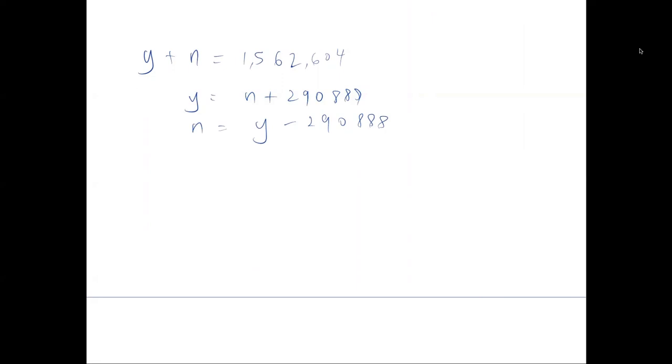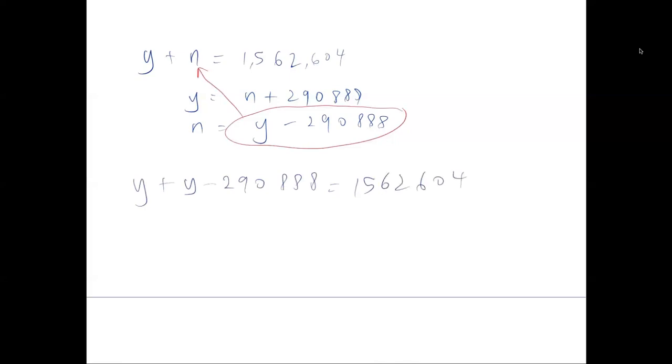Then we're still going to make a substitution, but instead of replacing the Y's as we did before, the substitution I'm going to make now is for the no. So this part here is going to replace that N. We'll go and do that. Looking at the top line, I'm going to write Y plus Y minus 290,888 is equal to 1,562,604.